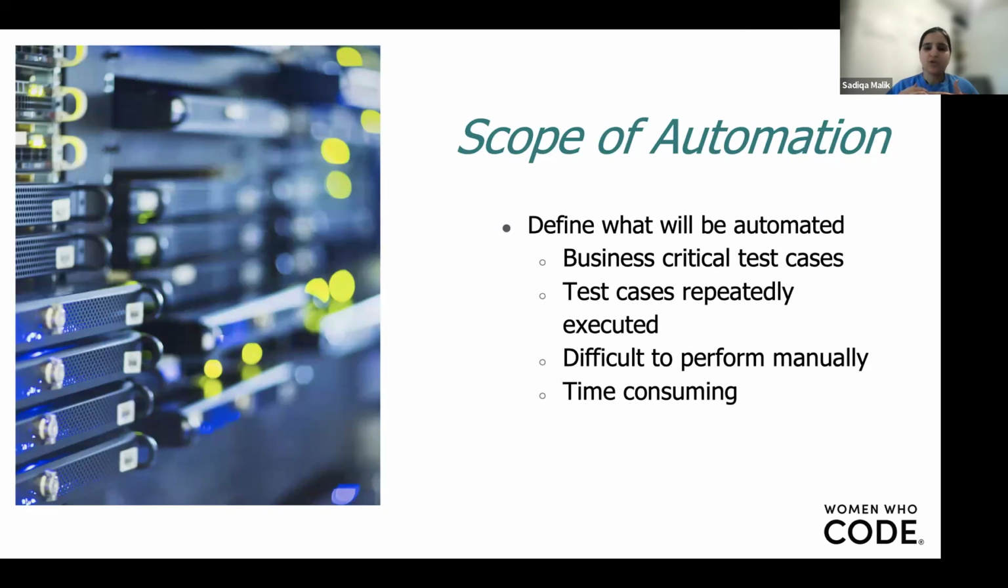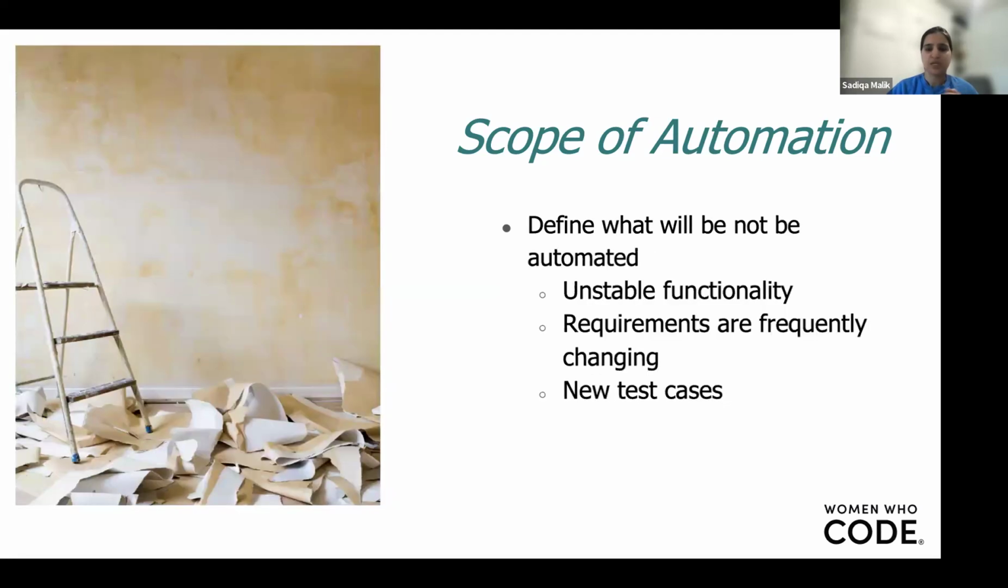But it's also critical to know what test cases we shouldn't automate, or shouldn't start the automation process with. These test cases are unstable functionality, right? Where the functionality is constantly breaking or the results are not always as expected. Sometimes you get the right result and sometimes they're failing and you don't know why. So these test cases are not good automation candidates.